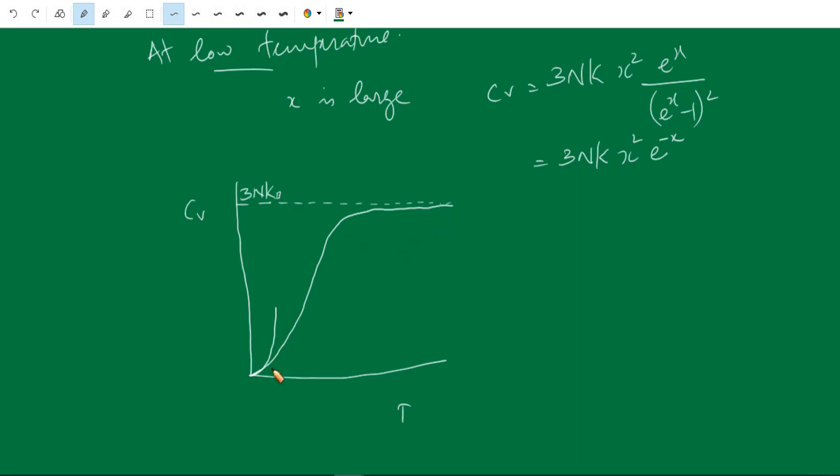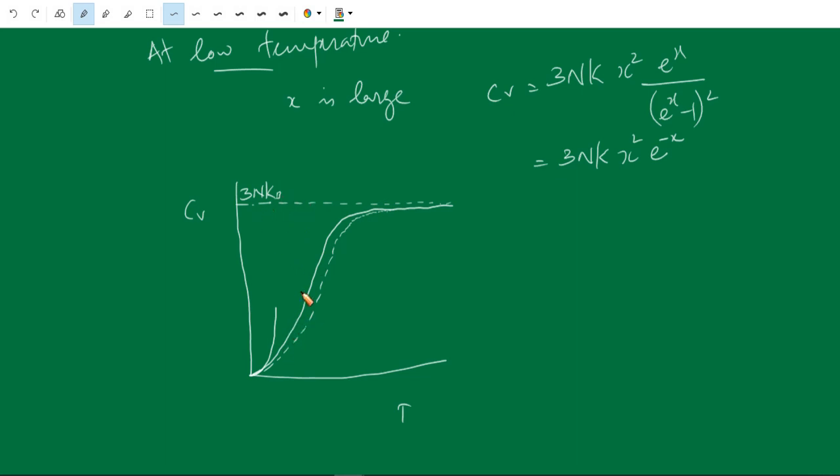The Einstein model, at low temperature, the heat capacity is 3nk x square e raised to minus x, which exponentially decays at low temperature. That means x is large. Okay, when x is large, this exponential decays. So this graph will look like this, and at a high temperature, that means low x, it tends to approach the value of 3nk. So at a high temperature, this is in very good agreement with the Dulong-Petit law.